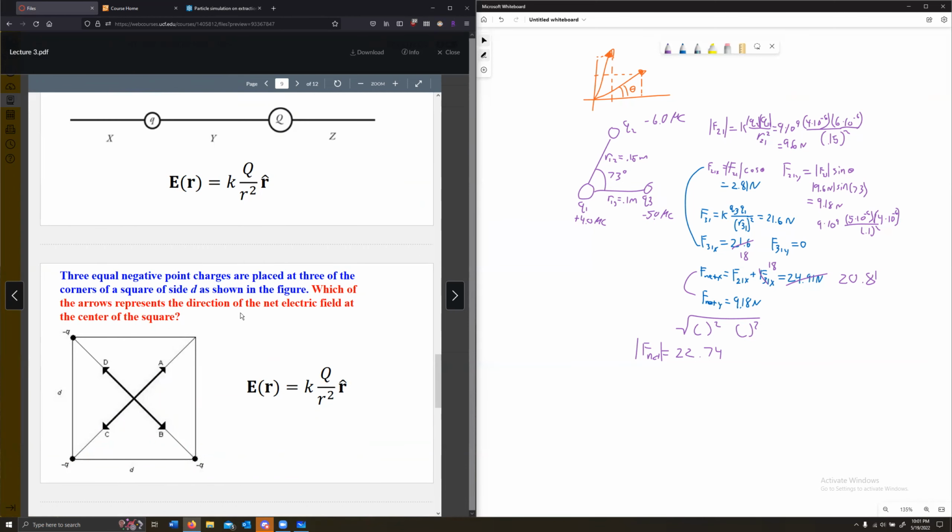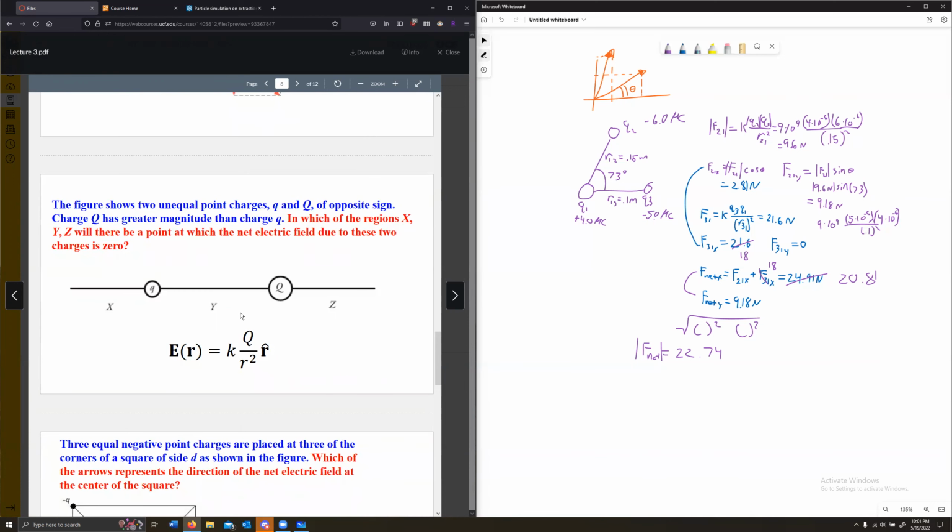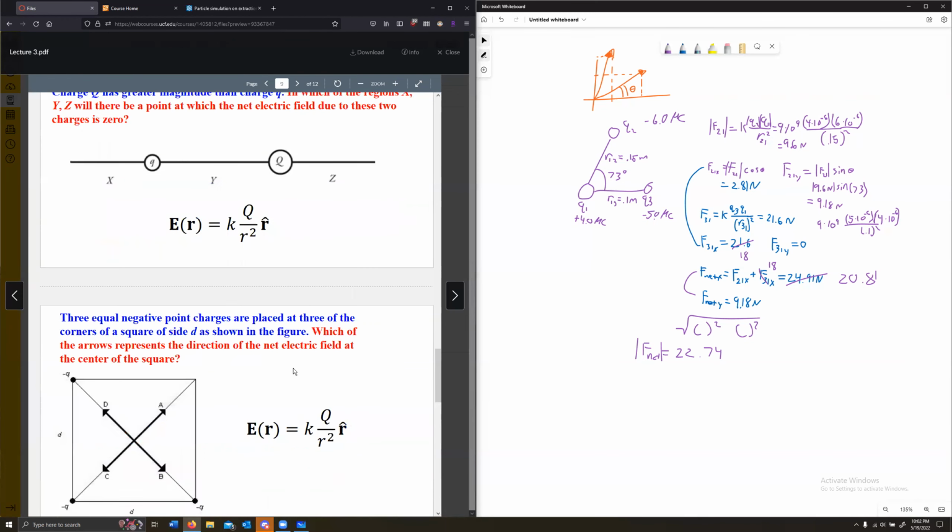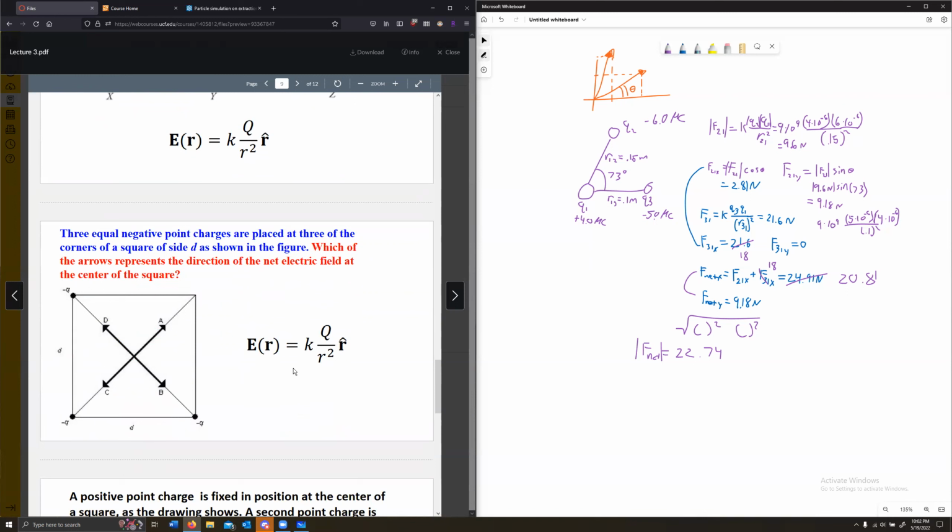I thought he said that for this one, there wasn't a point at which it would be 0. That's what I have in my notes. Yeah, I would agree with that, because they're attracting to each other. I would tend to agree with that. Yeah, I believe you on that one.